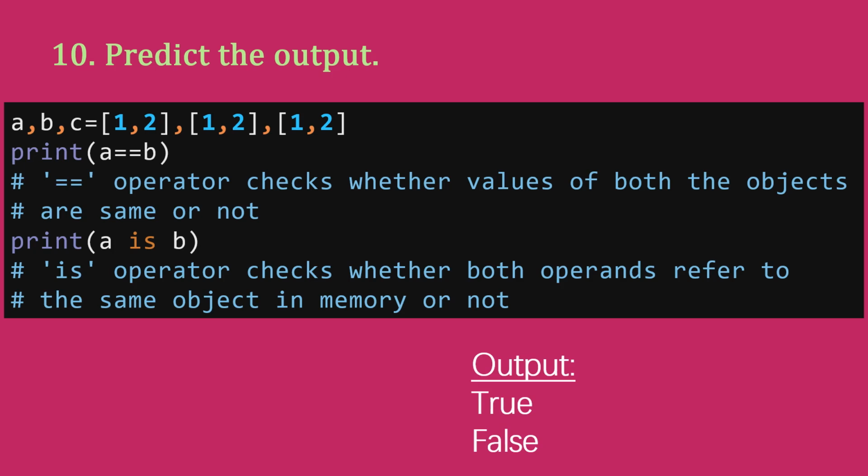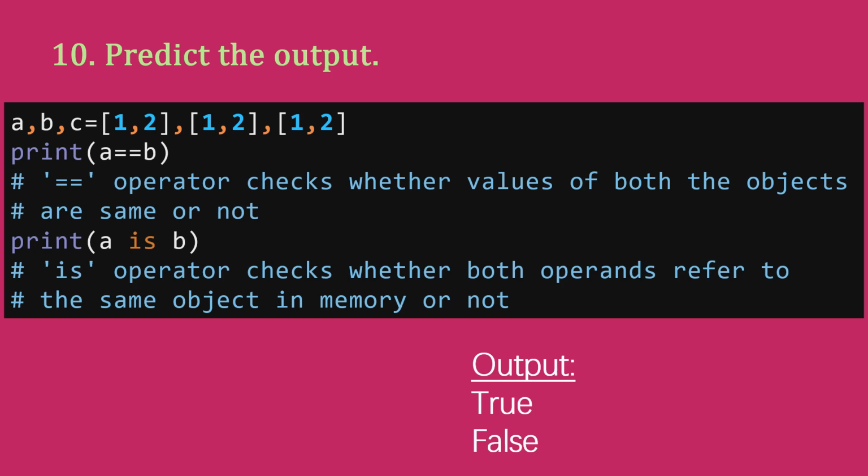So here the equal to operator, that is a comparison operator, checks whether the values of both the objects are same or not. So it will check the values present or referred by the object. Here since A and B are both referring to lists having the same values, this will give you the output as true.